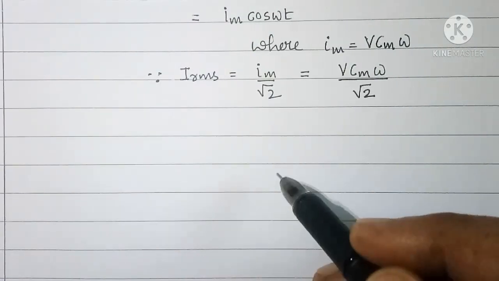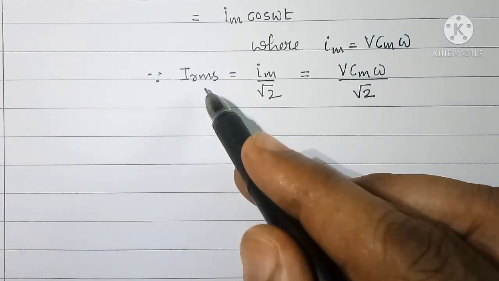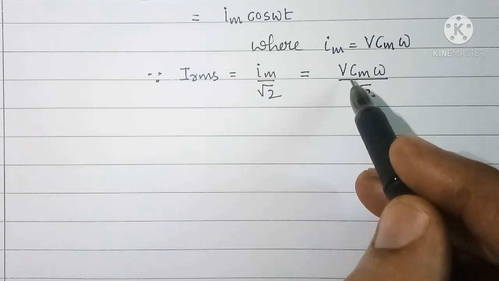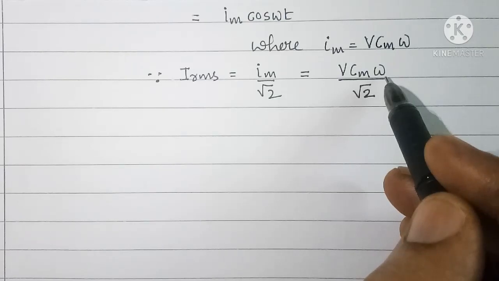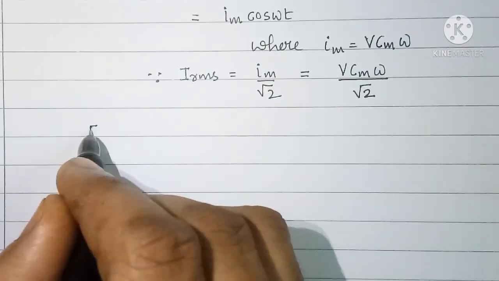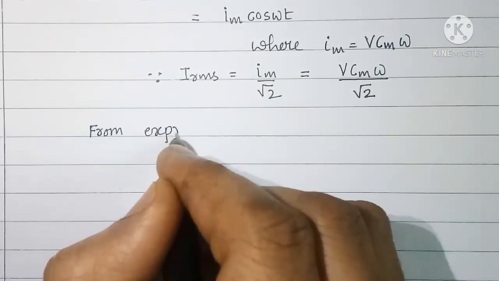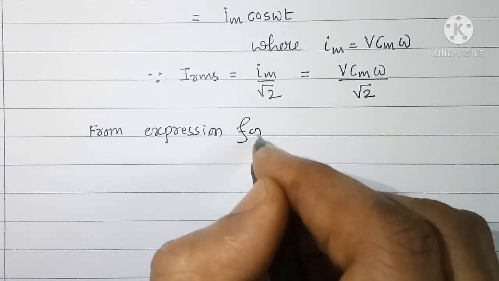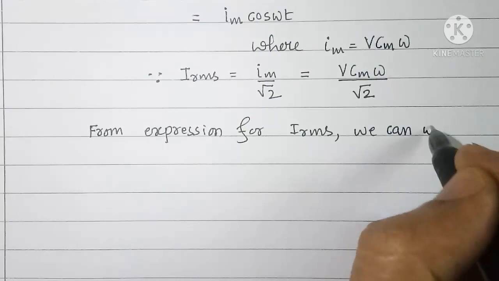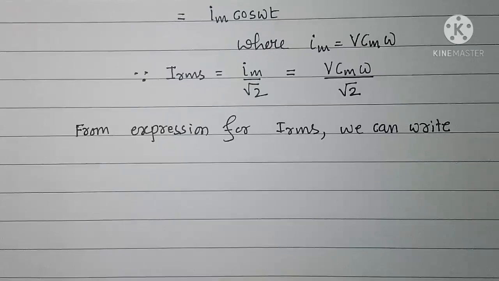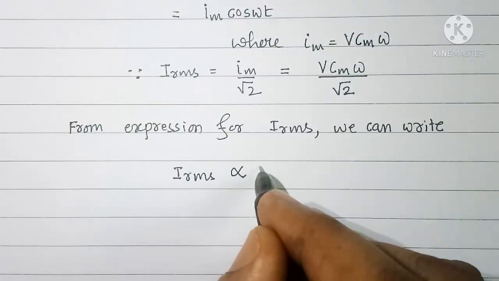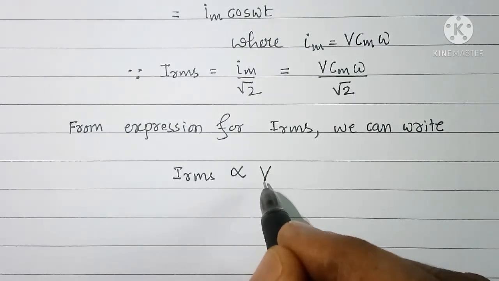Now from the expression for I RMS, we see that I RMS is proportional to the supply voltage V for the constant angular velocity omega. From the expression for I RMS, we can write I RMS as directly proportional to supply voltage. Here supply voltage means high voltage under measurement.